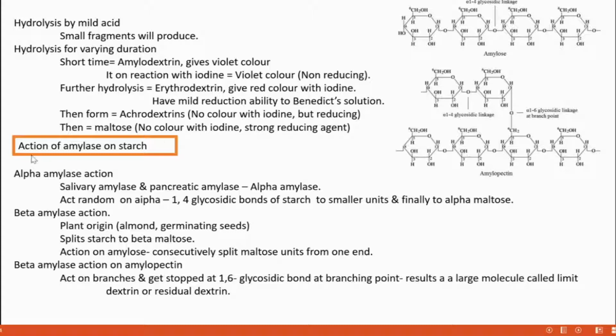Clear? Then action of amylase on starch.